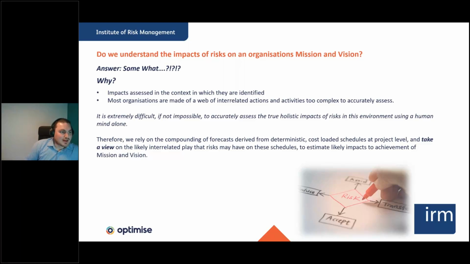As it moves up through the organisation, sometimes it becomes quite hard to revalidate it, or some organisations aren't mature enough to make those steps to look at a risk and look at its compounded effect across a portfolio or an enterprise level. And most organisations are made of a web of interrelated actions and activities too complex to accurately assess with a human mind. So as the next point makes, it's extremely difficult, if not impossible, to accurately assess the true holistic impacts of risks in the environment of a complex organisation using a human mind alone.